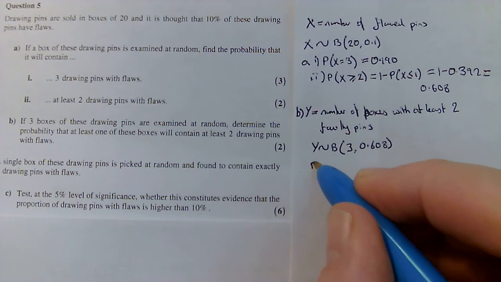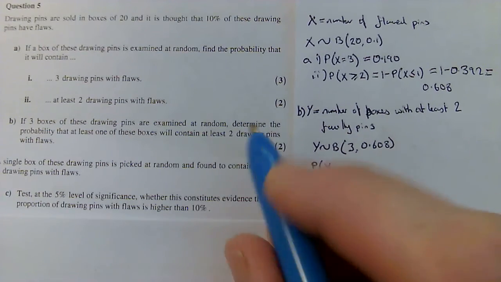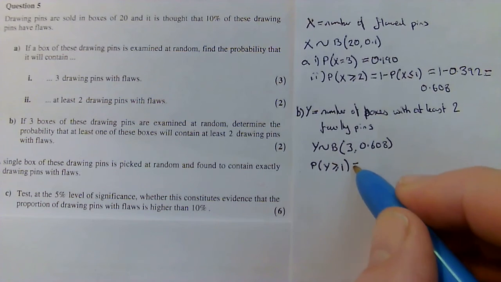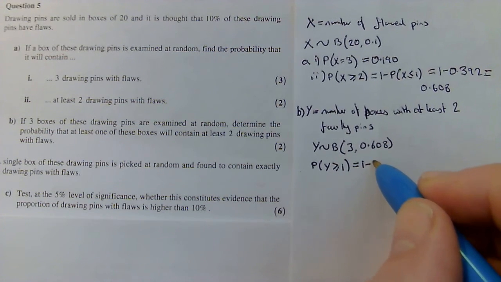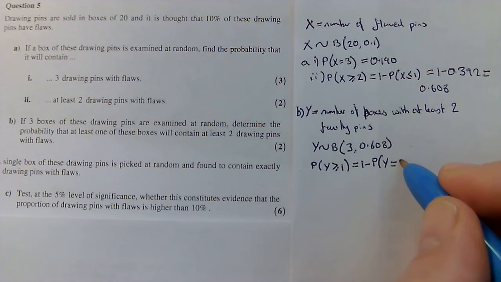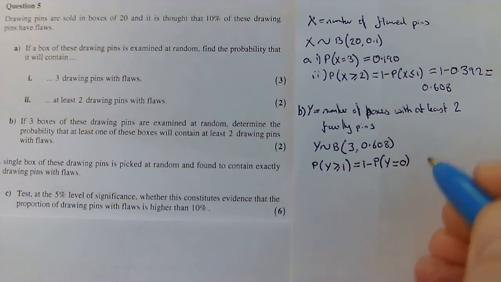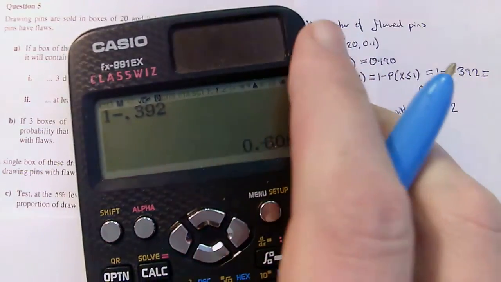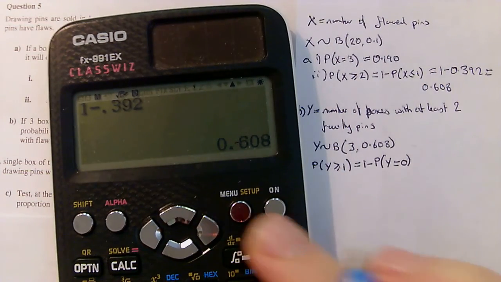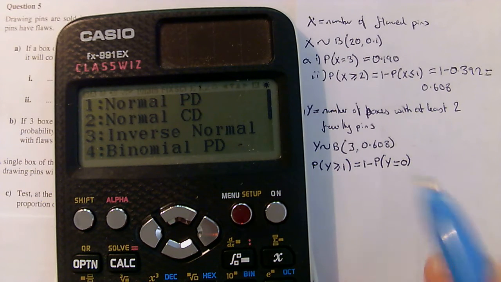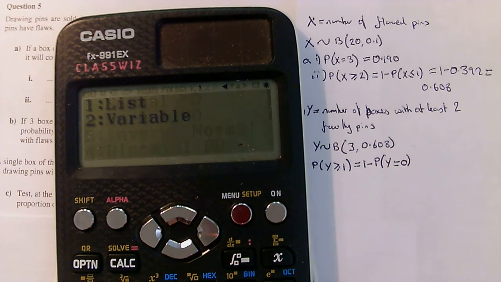Here it's asking that the probability that y is greater than or equal to 1, which is 1 minus the probability that y equals, you can put less than or equals to 0. Okay, so we're going to use our calculator to do that. Again, going back to the menu, 7. I'm going to use my binomial PD, which is option 4. I'm going to use my list.